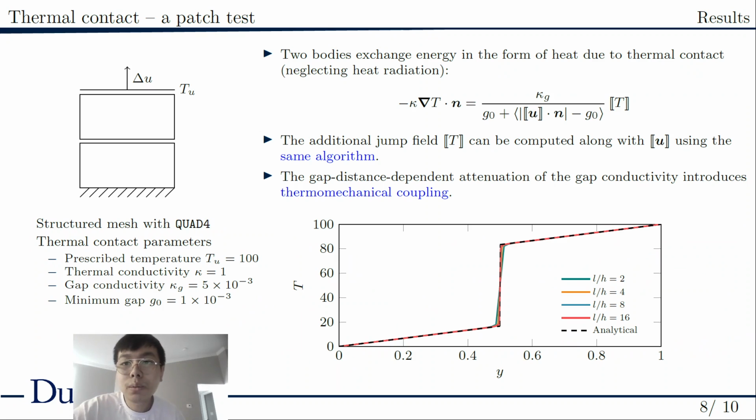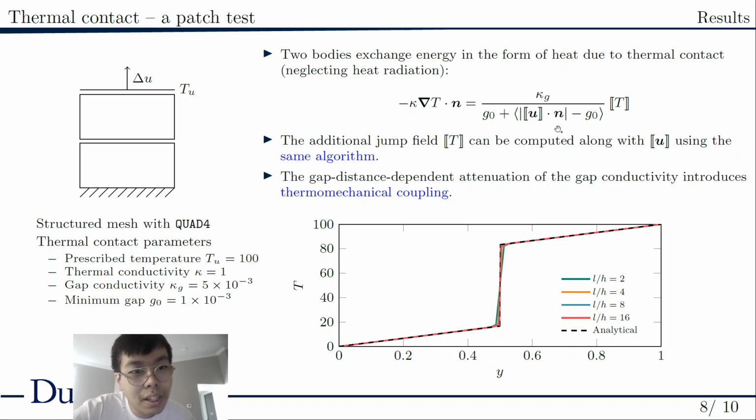And next we look at a patch test for a more complicated phenomenon, which is thermal contact. So in this case, we also bring in temperature as an additional field. So two bodies can exchange energy in the form of heat due to thermal contact. As the two bodies get close to each other, we may have thermal energy exchange and heat radiation. But for now, let's neglect heat radiation.